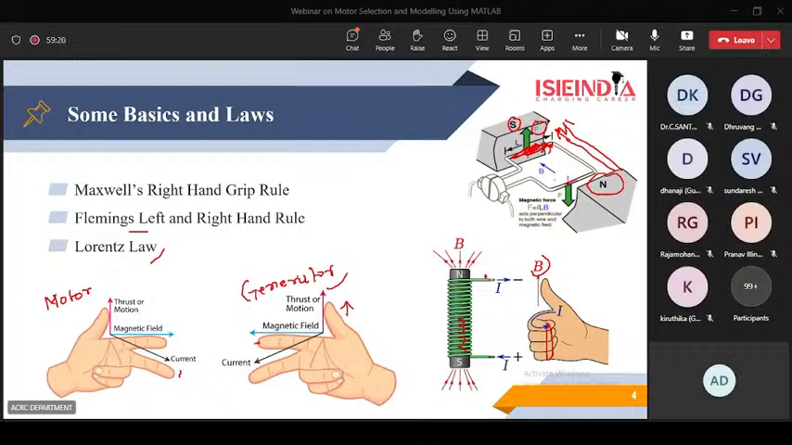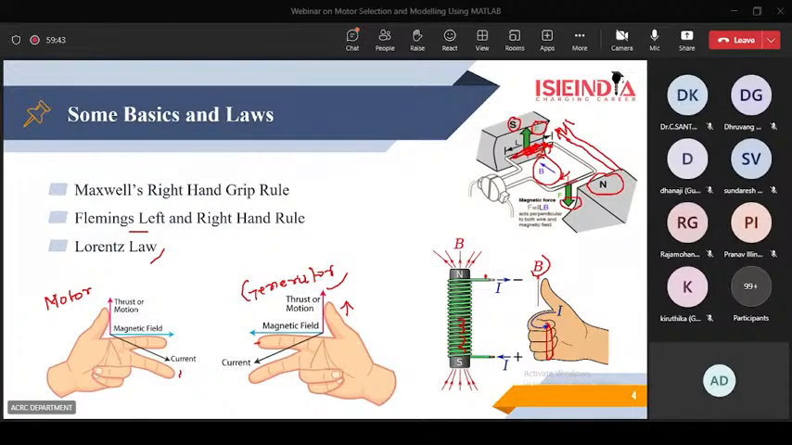Similarly, when we come to this part, we can see the magnetic field is along this direction. Placing the forefinger in the direction of the magnetic field and the middle finger in the direction of the current, we will see that the thumb will be downward. So the force direction will be downward.